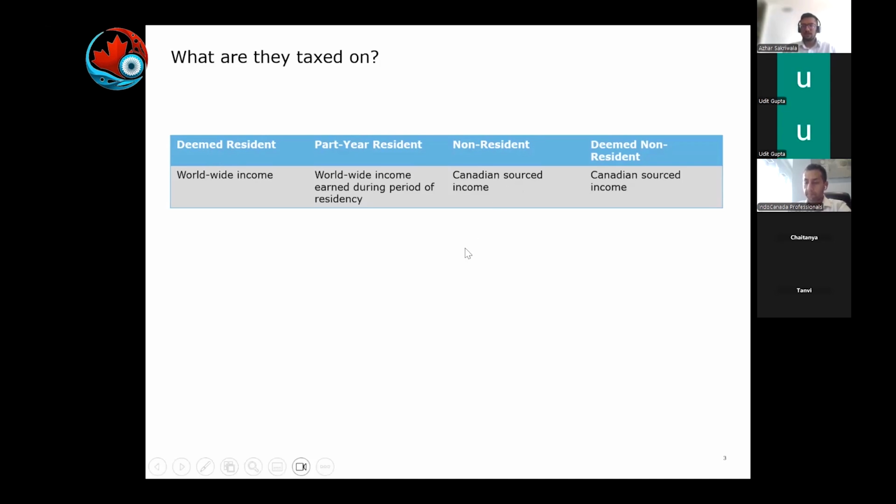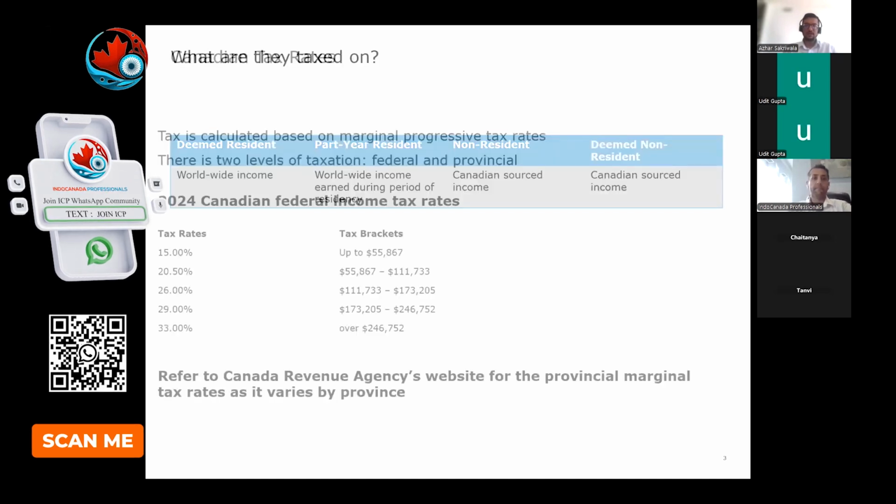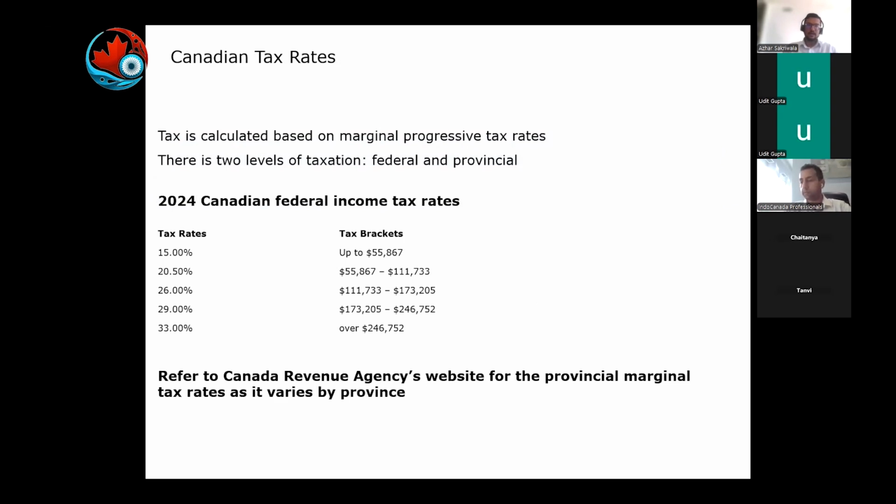For a non-resident, you are taxable only on Canadian-sourced income. Similarly, if you're a deemed non-resident, that is, you have, let's say, tax residency of India and you're a tax resident of Canada at the same time, and based on the evaluation of the tax treaties, it is determined that you are a non-resident of Canada, then you would be subject to Canadian taxation on Canadian-sourced income only. In Canada, you are taxed on progressive tax rates. That is very similar to Indian tax rates, which is on a slab rate basis. So the higher your income, the higher is the tax liability.